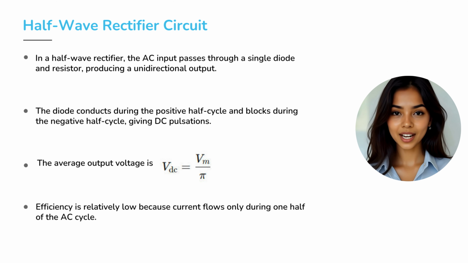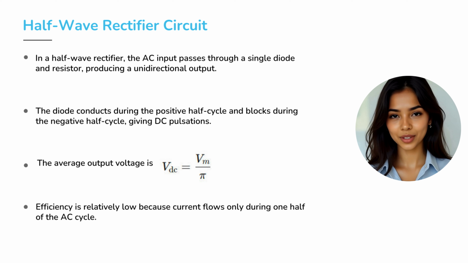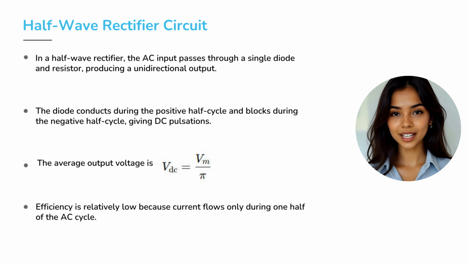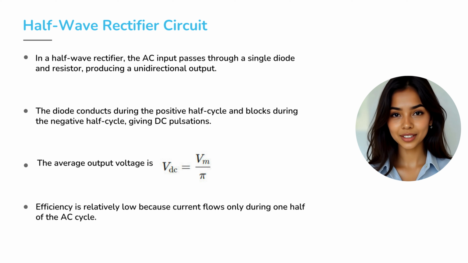Now let's zoom into the half-wave rectifier, a classic application. Imagine plugging your charger into the wall and your phone only gets power during every alternate half second. That's basically what a half-wave rectifier does. You feed it an AC signal, then pass it through a single diode in series with a resistor. During the positive half cycle, the diode is forward biased and conducts, sending current through the resistor. But during the negative half, the diode is reverse biased and blocks current. The result? A unidirectional, pulsating DC output.